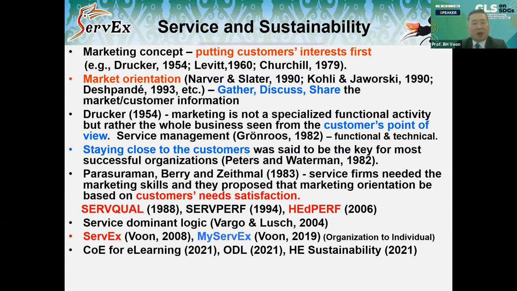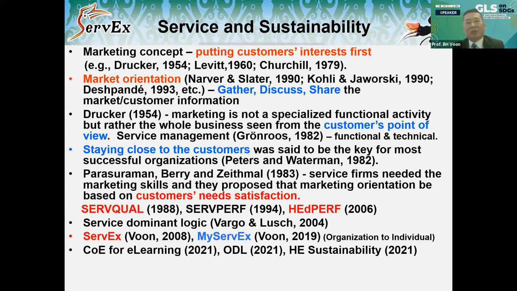And of course, service dominant logic as proposed by Vargo and Lusch. And in 2008, I proposed this SERVEX, which is the service excellence culture. Recently I have improved it, looking at it from the individual level, and I call it MySERVEX. So this is a personal level culture of excellence, while SERVEX is more at the organizational level of service excellence culture. But I'm arguing that we have to look at it at a personal level as well. Let it start from ourselves, let it start from the individual level.